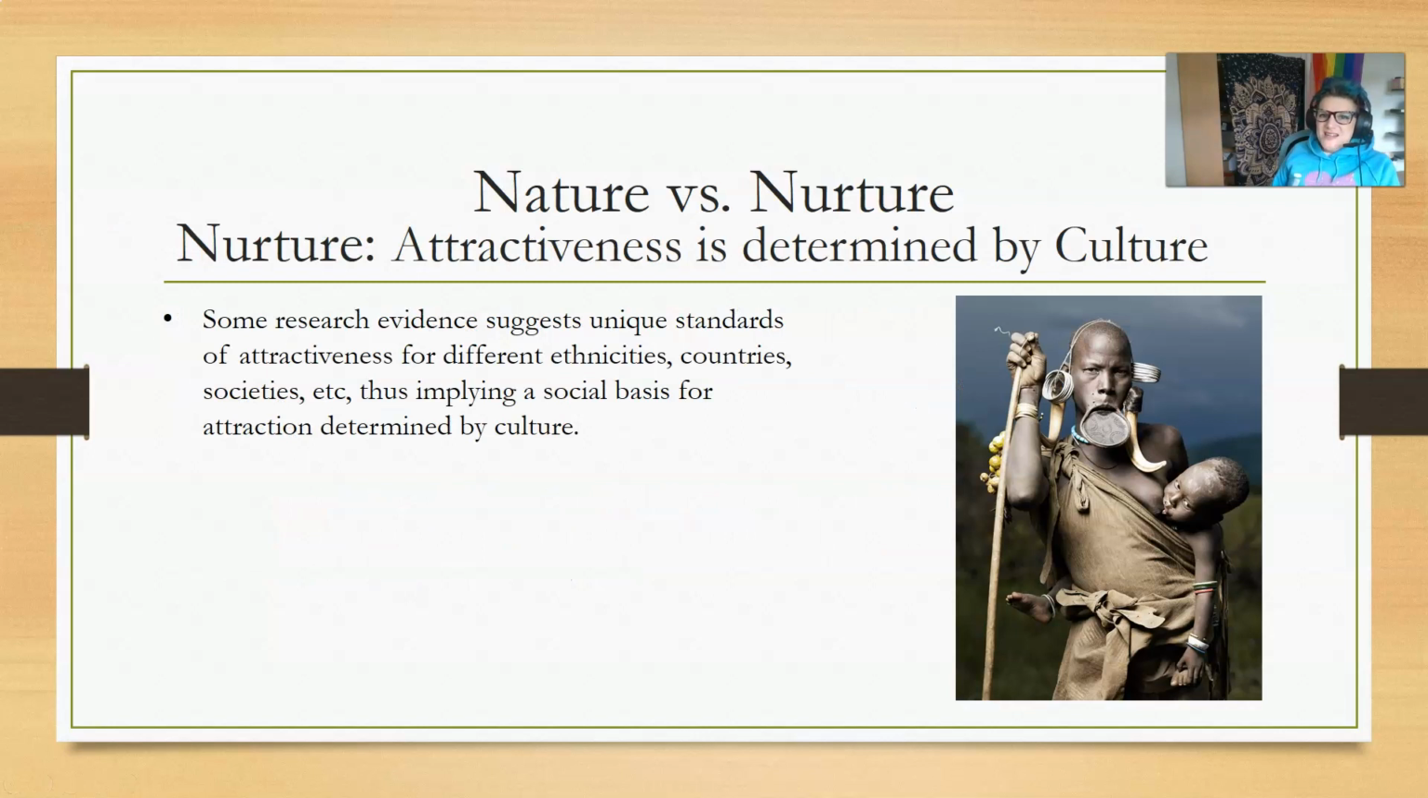Right, we've covered nature. So now let's get on to the nurture argument. Some research evidence suggests unique standards of attractiveness for different ethnicities, countries, societies, etc., thus implying a social basis for attraction determined by culture. So basically, all around the world there are going to be different perspectives on what is attractive, and those perspectives vary massively over time as well.